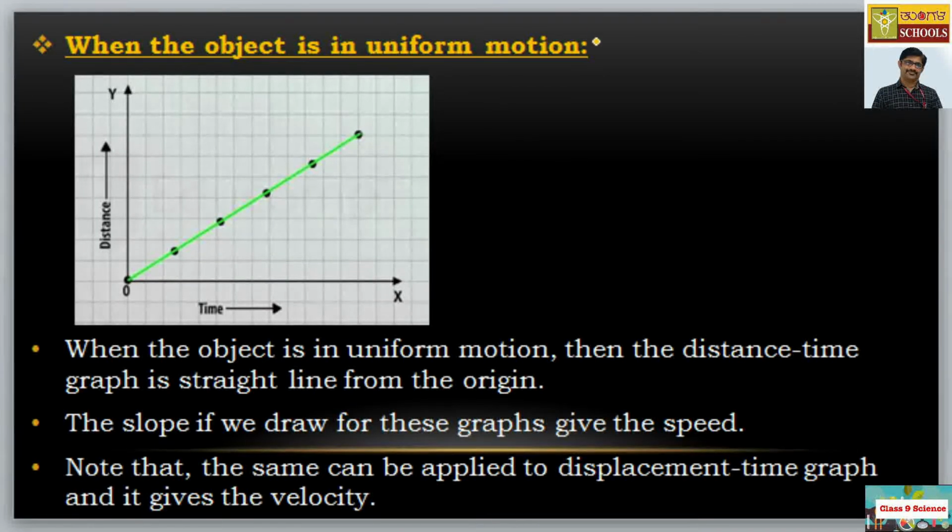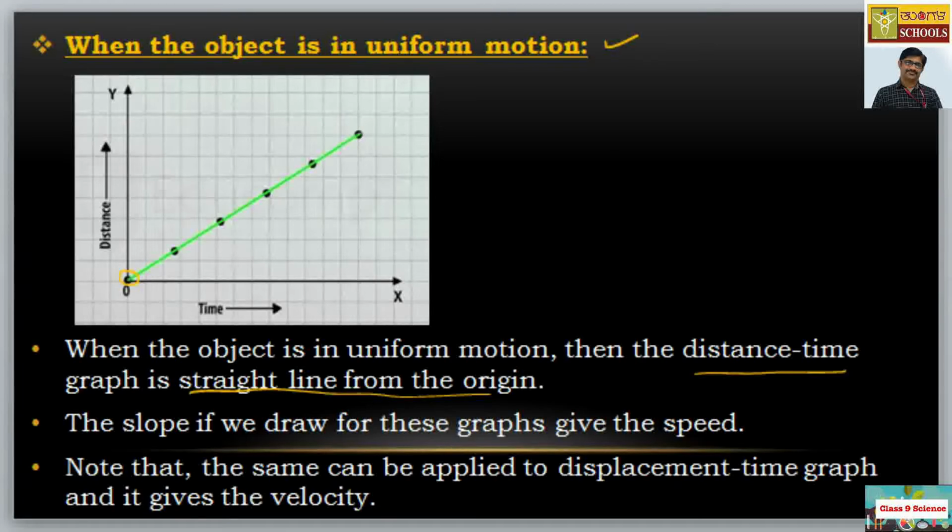Now the second part, when the object is in uniform motion. When the object is in uniform motion, then the distance time graph is a straight line from the origin. This is also a straight line, but it is starting from the origin O. When the object is in uniform motion, the distance time graph is a straight line which is passing through the origin O.